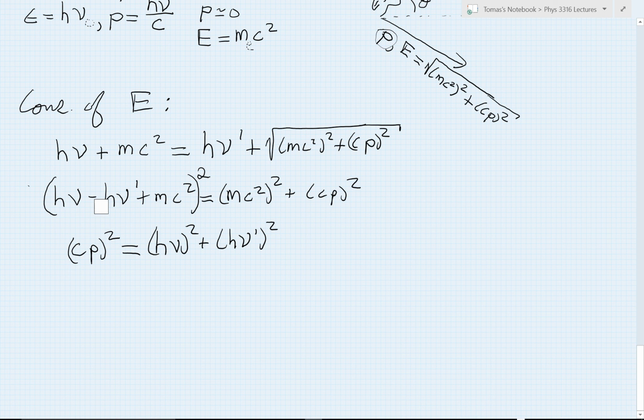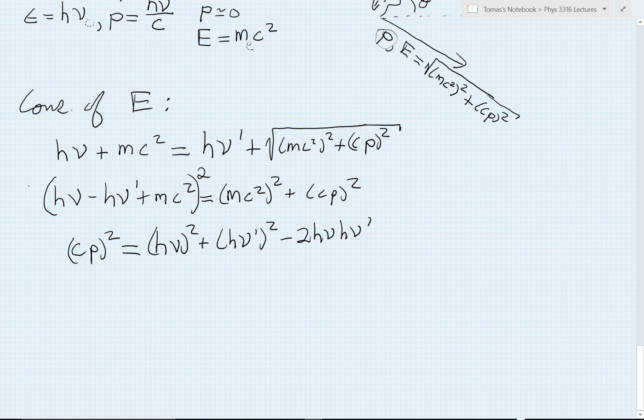There's the quadratic type that has two different nu's in it as products. So I'll have minus 2h nu nu prime. That's one of my cross terms. Then there's two other cross terms. I'll have 2h nu mc squared minus 2h nu prime mc squared.